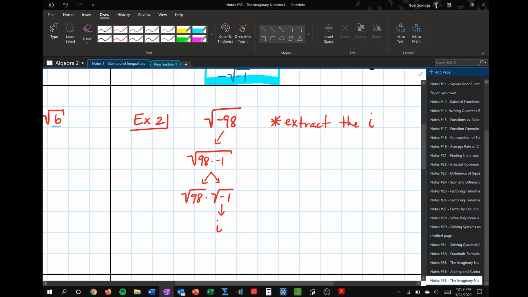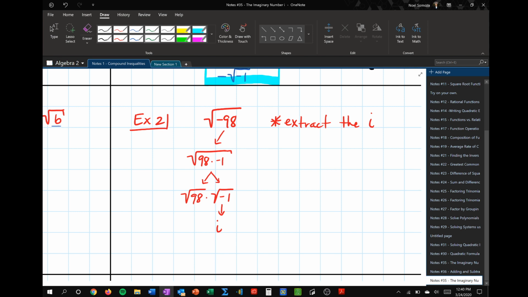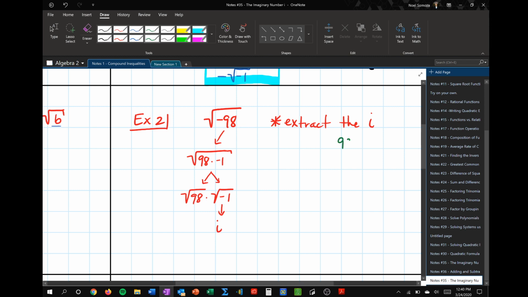And then before we bring down the square root of 98, we need to simplify this a little bit more, because 98, if we left it inside the square root, is not the simplest way to write that. We need to break it down using a factor tree. A factor tree is basically using all of the factors of 98, trying to break it down into the simplest form possible.